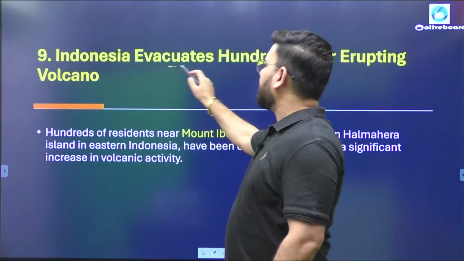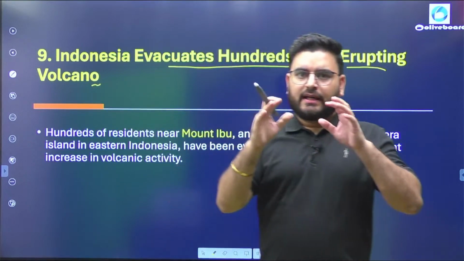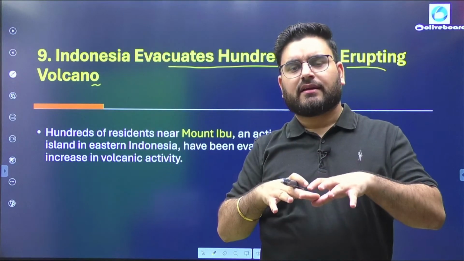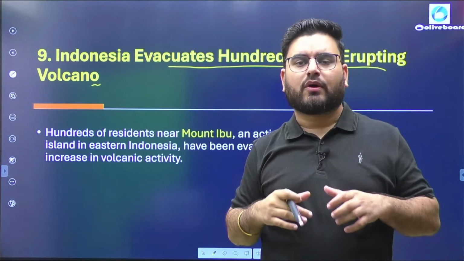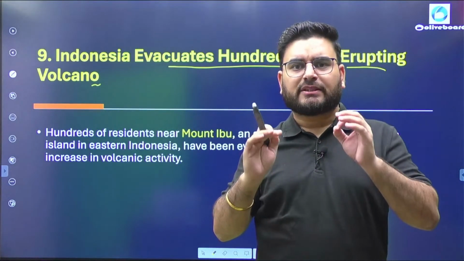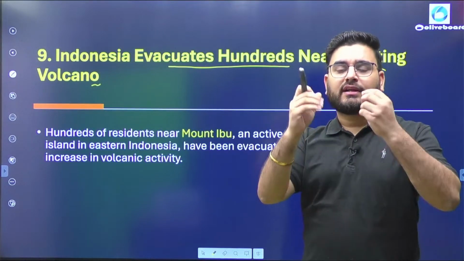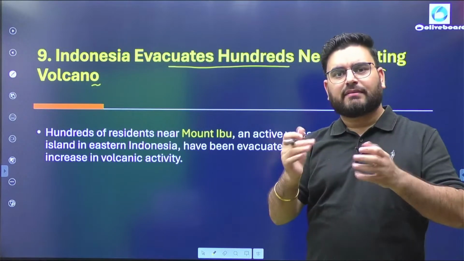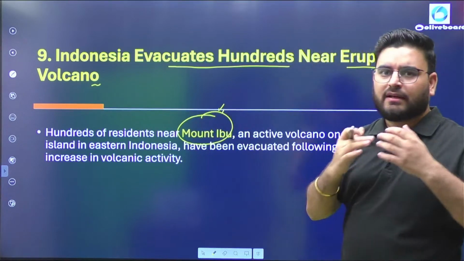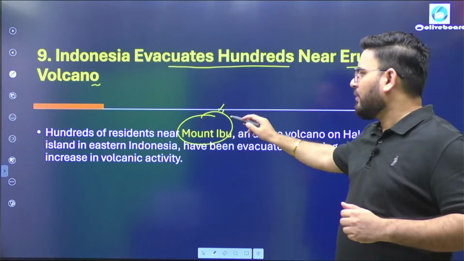The next news was Indonesia evacuates hundreds near erupting volcano. Indonesia is in the Pacific Ring of Fire region, where multiple plates come into contact, the Pacific plate, the Indian plate, because of which the region is very prone to volcanic activity and earthquakes. Indonesian islands have more than hundreds of volcanoes, so every month there is a volcanic eruption. This time, Mount Ibu erupted, because of which the people surrounding that region had to evacuate. So remember Mount Ibu.